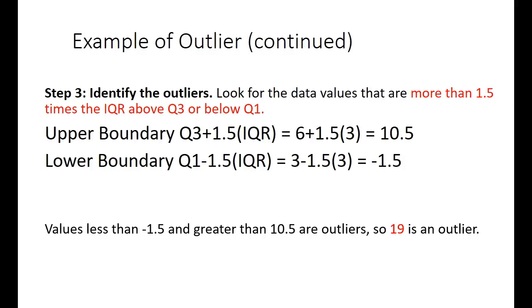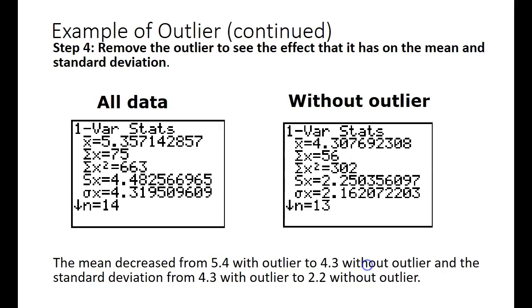That makes 19 an outlier. If you look back at that original data set from just a second ago, 19 is the only number that falls into that, so it's an outlier.